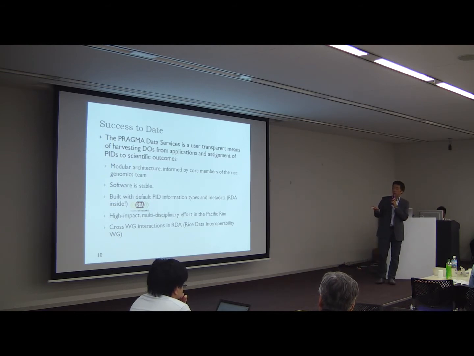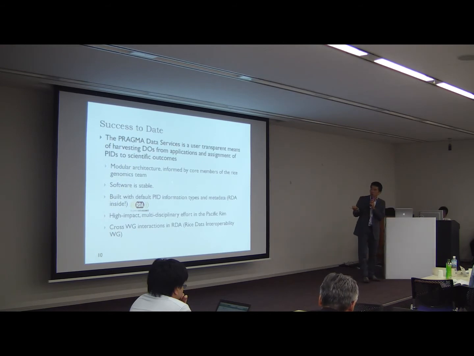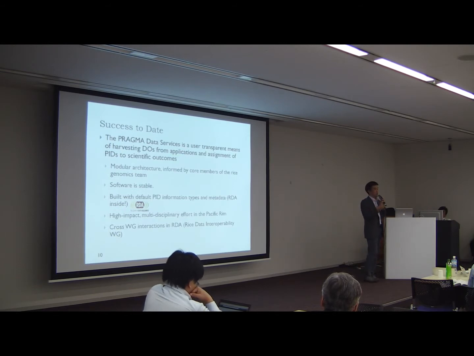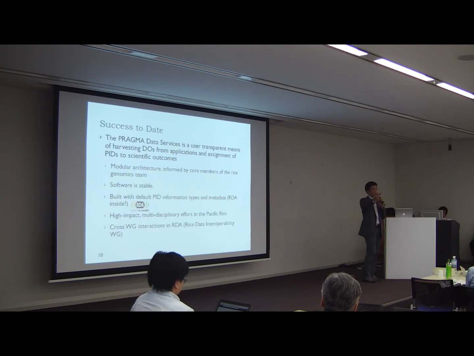Basically, up to now, we've had a lot of good success with this. It's a user-transparent means of harvesting digital objects from the applications and assigning these persistent identifiers. Remember, this is all hidden from the Rice researcher. They just go into the Galaxy workflow, they execute their experiments, and it just gets done for them. It's a modular architecture. We work very closely with the Rice Genomics team in the Philippines to make sure that the system meets their needs. The software is pretty stable.